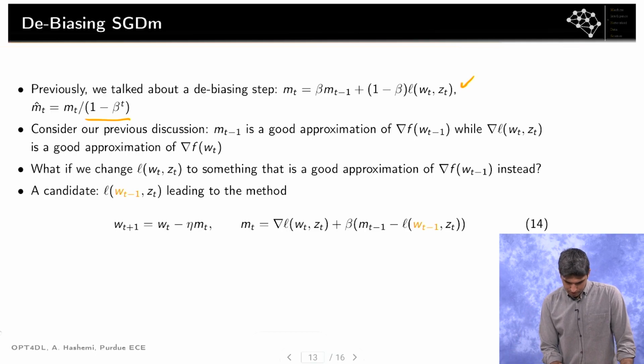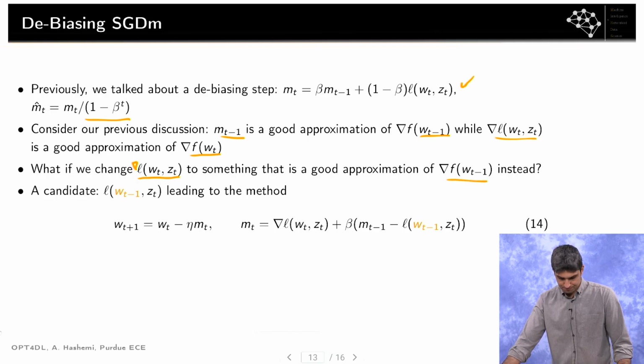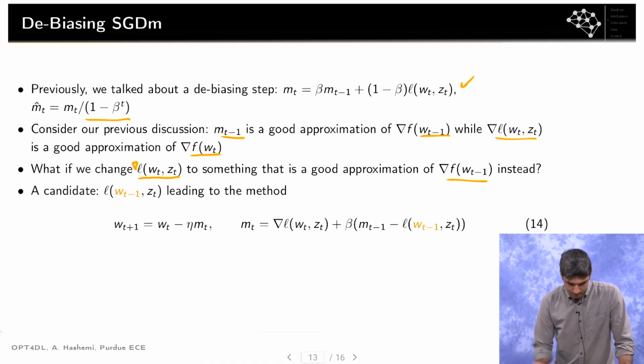So recall our discussion. m_{t-1} is a good approximation of our quantity at time t minus 1, while this gradient is a good approximation of our quantity at time t. There is this time difference, so we want to get rid of it. Is it possible to change this gradient to something that is a good approximation of our quantity at time t minus 1 as well? And there's a candidate.